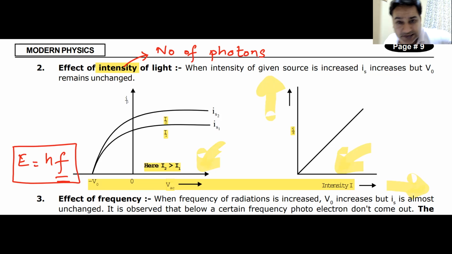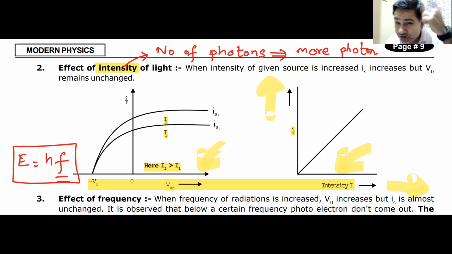The current will increase. Why will the current increase? Because if I allow more photons to fall, more electrons will be liberated. Intensity relates to number of photons. If I only make one photon fall, I will have only one electron. If I have 10 million photons, I will have 10 million electrons.